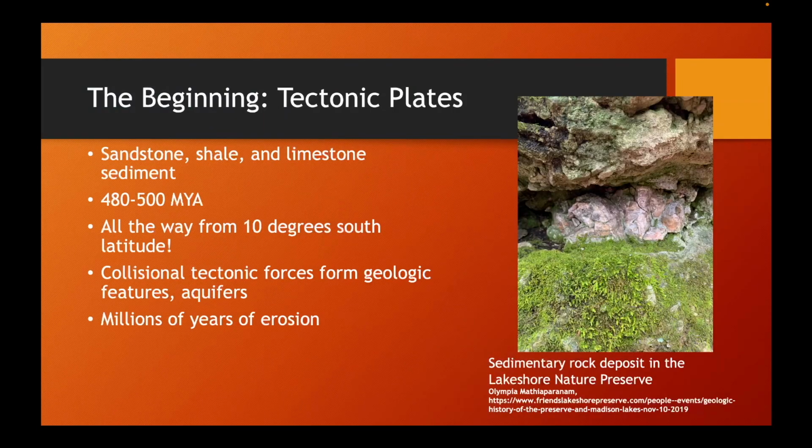The beginning, tectonic plates. So, the North American plate is the tectonic plate that Madison is located on, and it contains sandstone, shale, and other limestone sediments. It is thought to have come here all the way from 10 degrees south latitude, very far away. And as it came here, it collided with other tectonic plates, forming geologic features such as aquifers and other things like that. In addition to that, there's also been millions of years of erosion, and this caused a lot of other geologic features that we see on a daily basis here in Madison.